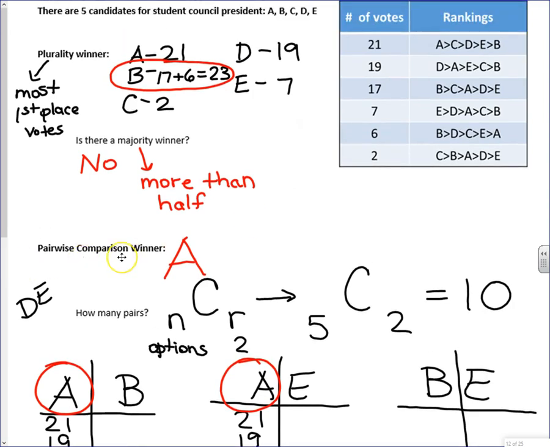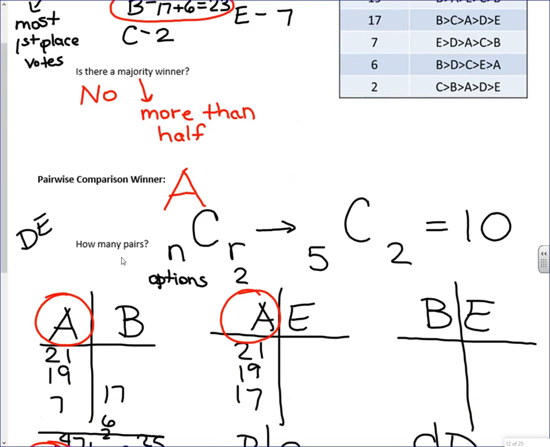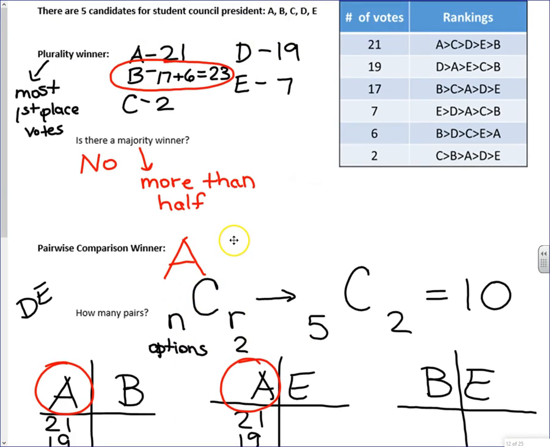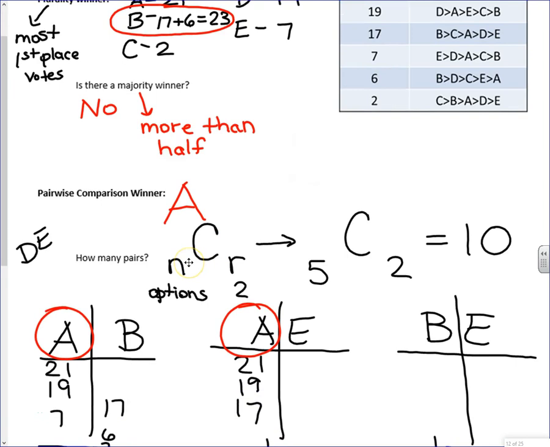Now the next one is the pairwise comparison winner. Pairwise comparison is where you compare all the pairs, right? Now if you have a lot of options, then that ends up giving you more pairs, right? So it's not the funnest method to do if you have lots of options because it could take you a while. But with this one, we first wanted to see how many pairs we could possibly have, right? So we use combinations to figure that out.